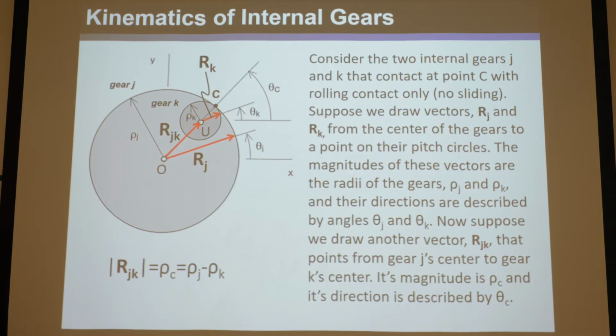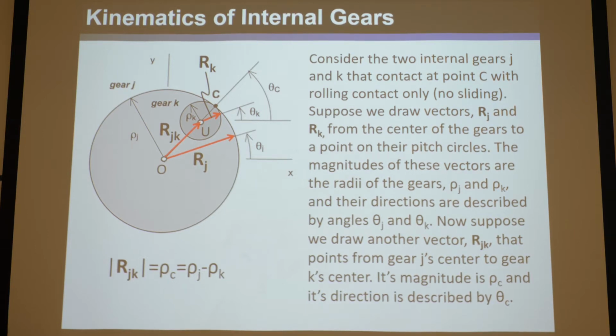Very similar here. Consider the two internal gears J and K that contact at point C, with rolling contact only, of course, because they're gears. No sliding. That's, of course, the instant center. That's where they have the same velocity.